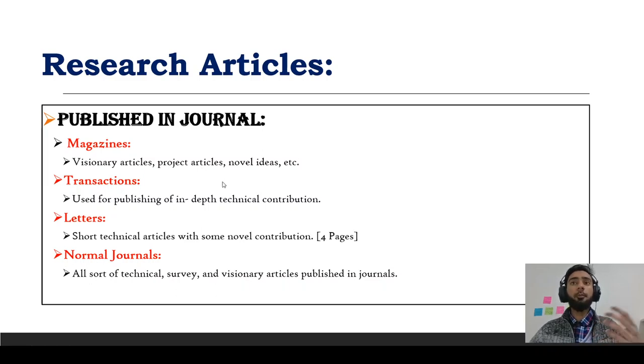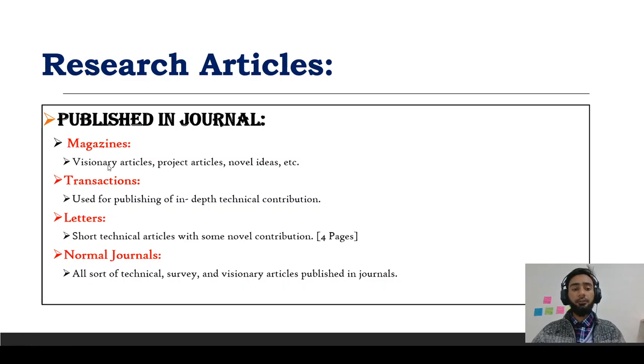Or if you have some novel idea but you have not carried out technical experiments over it, you can present these ideas in magazine articles. There are some very well reputed magazines, for example IEEE Communications Magazine. If you have a visionary idea and you want to publish it in a good journal, magazine articles should be your first priority.